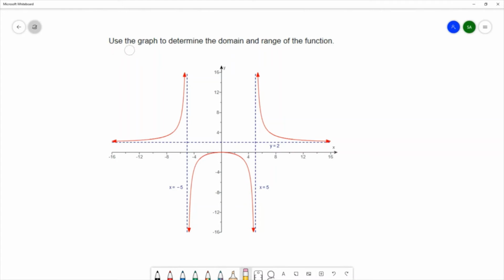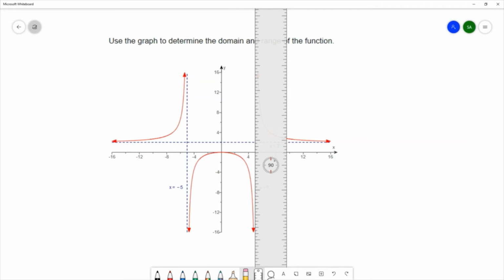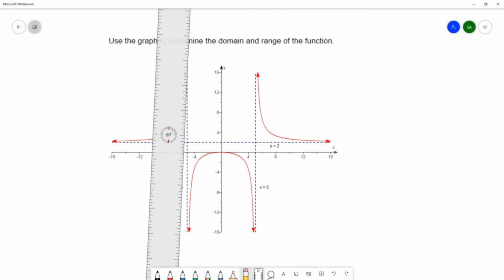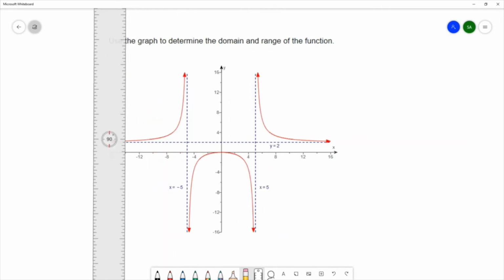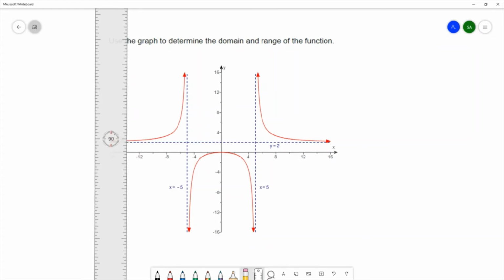This question says, use the graph to determine the domain and range of the function. When I find the domain and range from a graph, I like to use a ruler or a pencil to help me. So to find the domain, I'm going to hold my ruler vertically. And the reason why I'm holding it vertically is because as I hold it vertically, it's marking spots on the x-axis. And that's important for domain because the domain is the set of all x values.